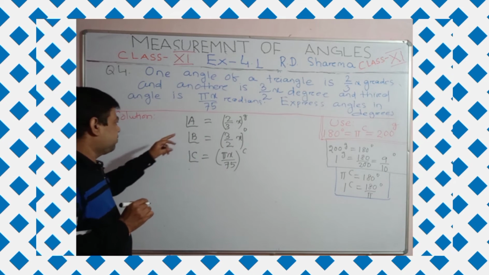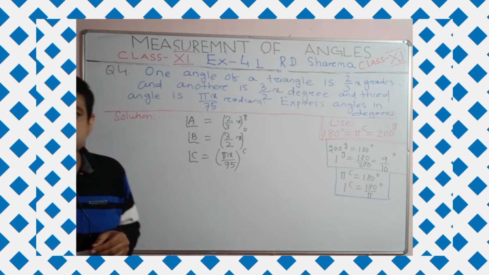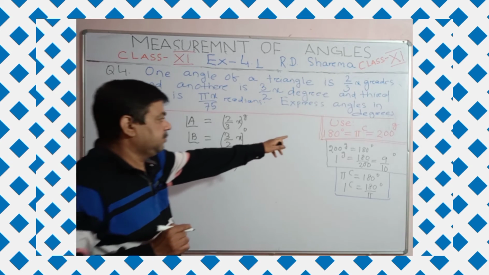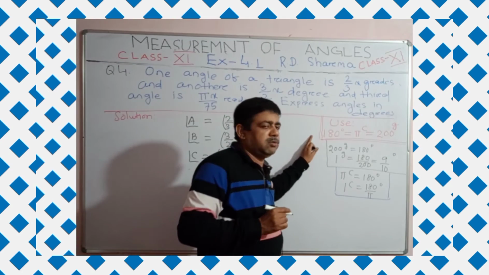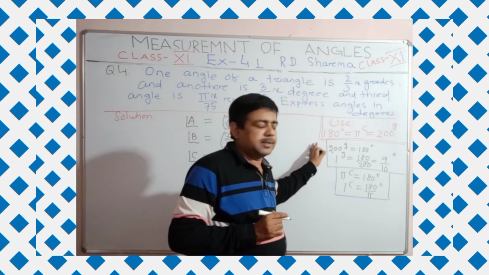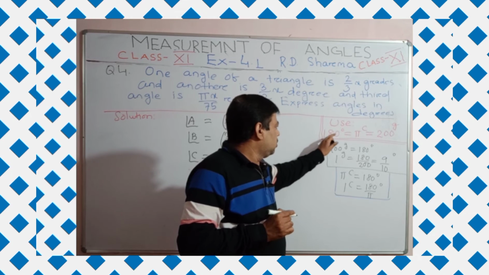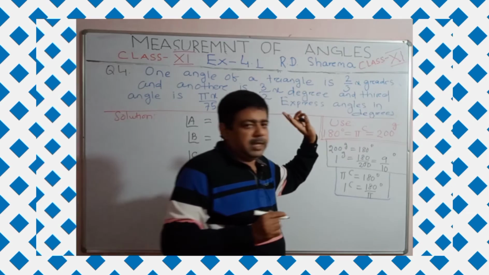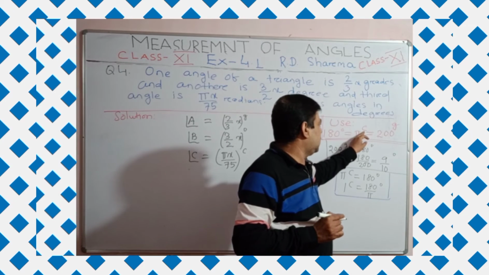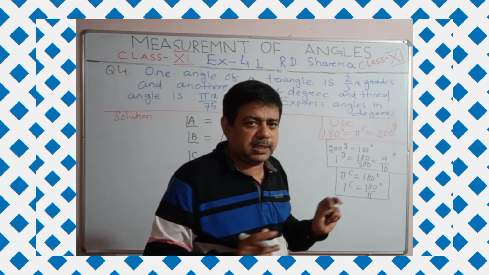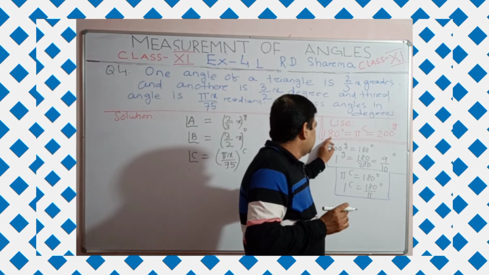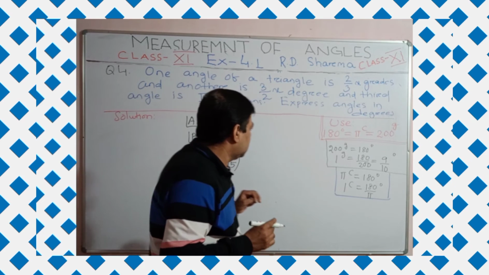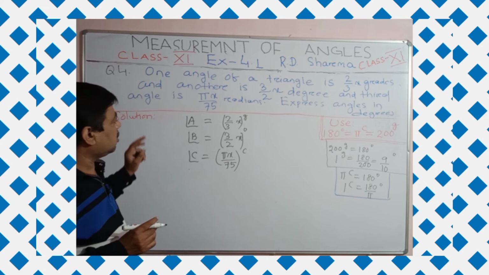You have to express the angles of the triangle in terms of degree, using the relationship which you already know and which we have already discussed. We know the relationship among degree, radian and grade. What is the relationship among them? 180 degree is equal to pi radian is equal to 200 grade. Understand or not? So here we are converting.